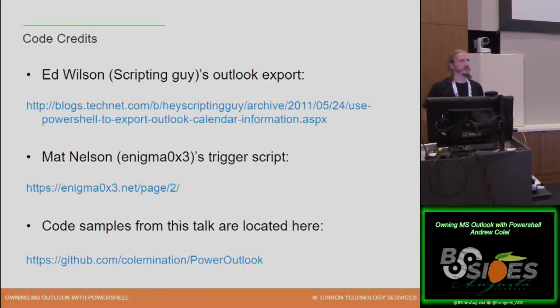These are my shout outs. For the scraping Outlook, I got the idea from Ed Wilson's piece on exporting your Outlook calendar. And for the triggers, I got the initial idea, again, from Matt Nelson's blog. It is very good. I would recommend you read it if you have copious spare time. If you want any of these code samples, they are all up on GitHub. Feel free to grab them, modify them, do what suits your fancy. Just please, if you use them irresponsibly, you didn't get them from me.